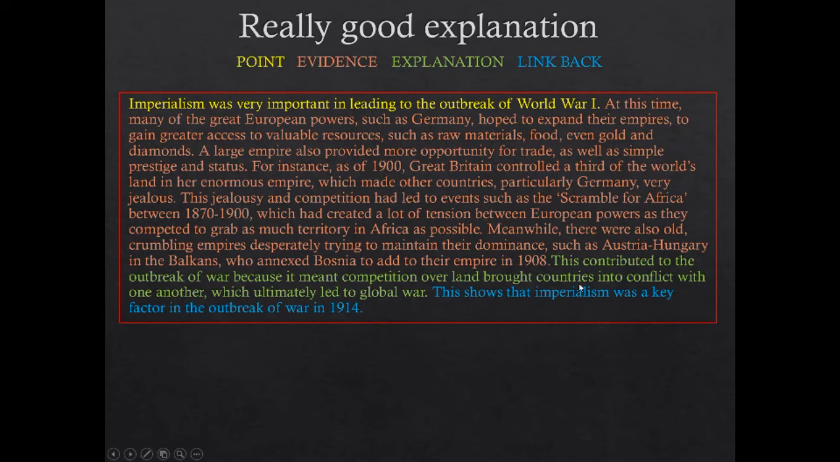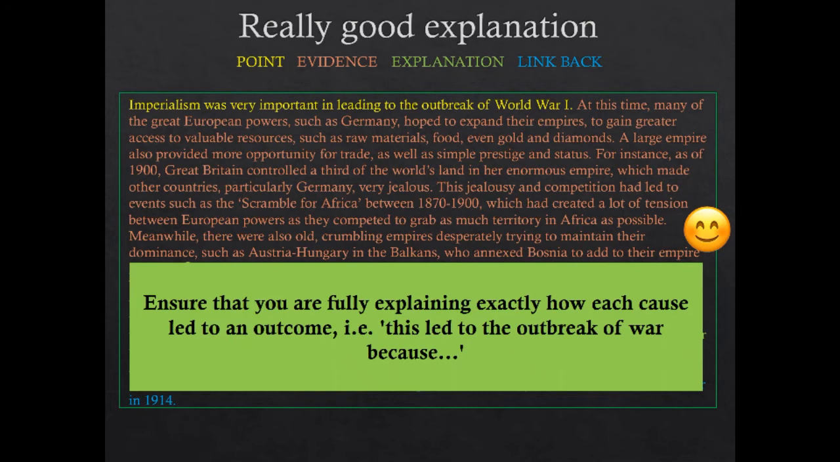Good. Let's look at the explanation. So in green, this contributed to the outbreak of war because it meant competition over land brought countries into conflict with one another, which ultimately led to global war. Not bad, but not good either. It doesn't actually tell us what led to war breaking out. It's very general. Okay, let's make it better. So let's see how we can make this even better.